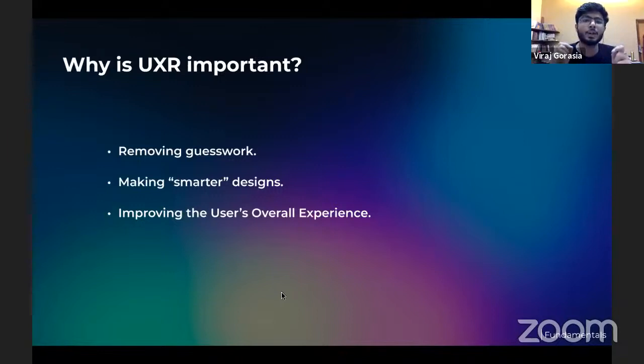And there's also a thing called hypothesis, right? We will be talking about this when we present our case study. So designers always have some hypothesis from which they start the research process, and at the end of the research process they validate their hypothesis. Their hypothesis can be right, it can be wrong. So removing the guesswork is very important. Making smarter designs, as we talked earlier, optimizing it for the users, like we talked about Instagram. A smarter design is optimizing it for the users and improving the overall user experience. This includes everything from check-in to checkout, from start to end. That's why UXR is important.